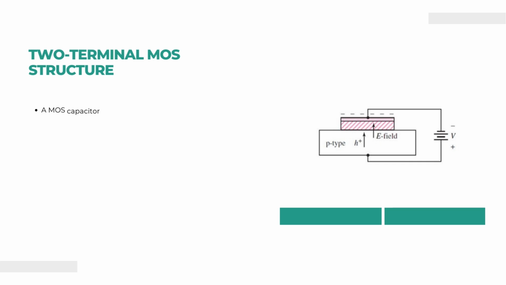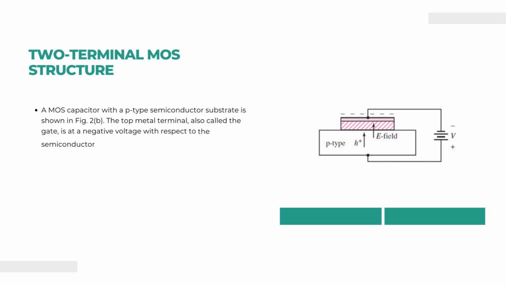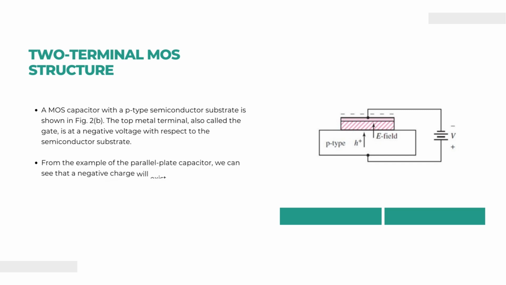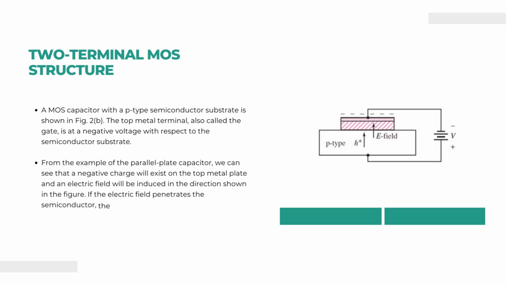A MOS capacitor with p-type semiconductor substrate is shown in figure 2b. The top metal terminal, also called the gate, is at negative voltage with respect to the semiconductor substrate. So, this figure shows a MOS capacitor with a p-type substrate layer, and the gate is of metal. It can be of polysilicon as well. The gate is of metal and it replicates the previous figure.